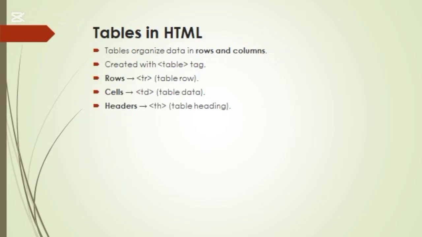Now let's talk about tables. Tables are used to display data in rows and columns, just like we see in our school timetable or in a mark sheet. For example, when a teacher prepares a table showing student names and their marks, it becomes very easy to compare results. So in HTML, a table starts with the table tag. Inside the table, we create rows using tr. Inside each row, we add cells using td, which means table data. If we want a heading for a column, we use th, which means table header.